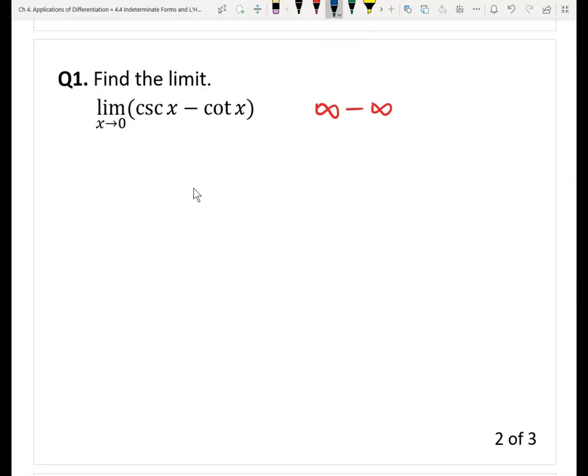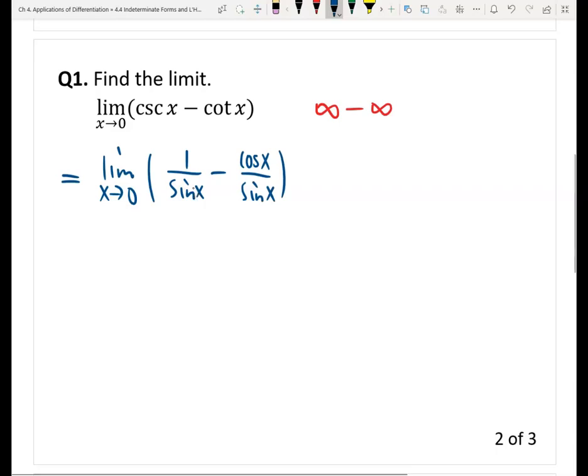We try to make a fraction, right? So let's make a fraction. Very easy to make this time. The first, cosecant, is the reciprocal of sine, right? So that's 1 over sine x, minus the second, cotangent, is the quotient of cosine x over sine x. Can you see? Now it's good. We have two fractions. Let's check if the two fractions are 1 over 0 or not.